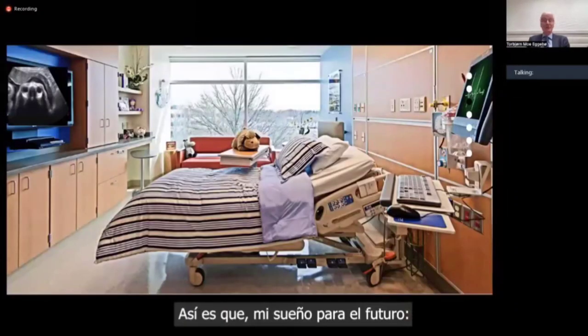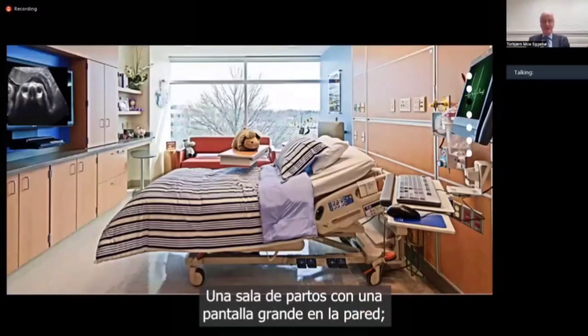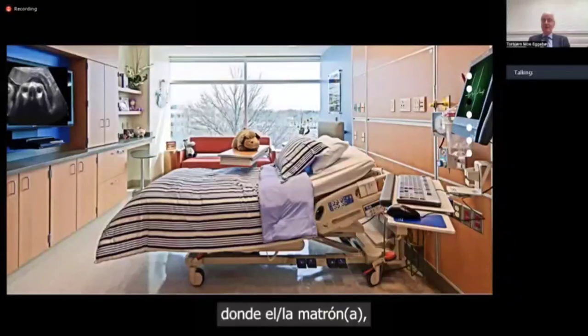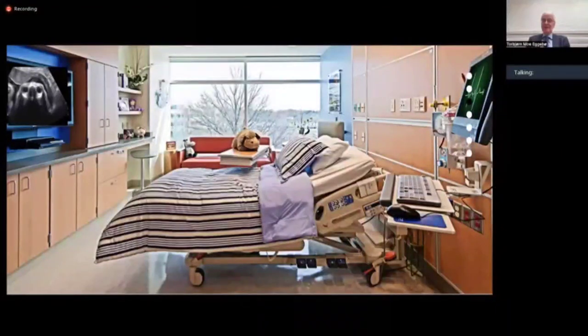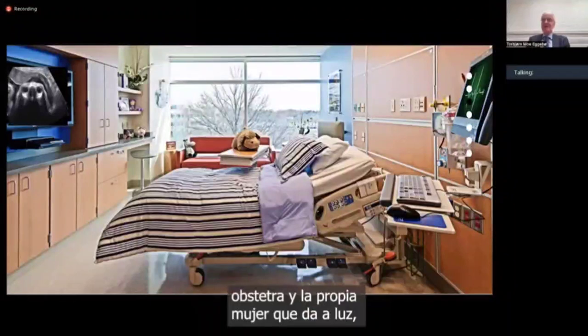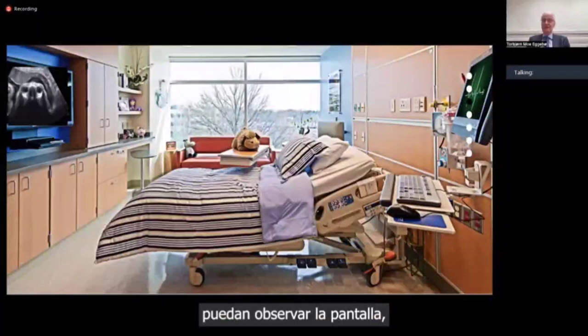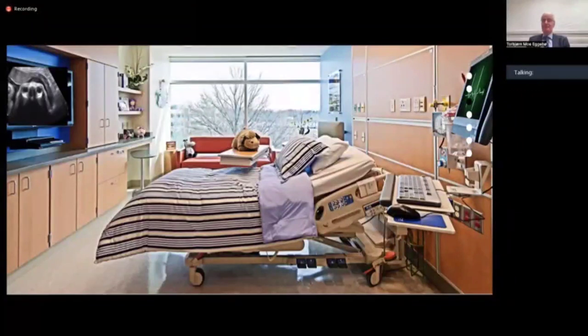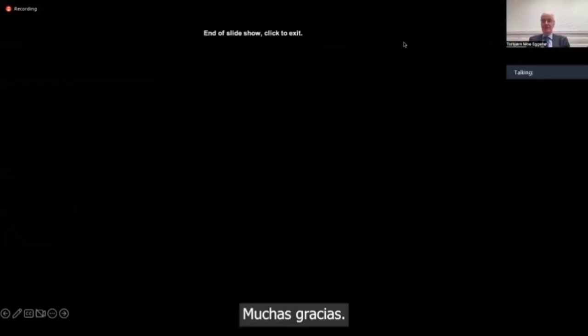So my dream for the future: a labor room with a large screen on the wall where the midwife, the obstetrician, and the delivering woman herself can observe the screen, see the position, see the descent, and see if the pushing efforts are effective or not. Thank you very much.